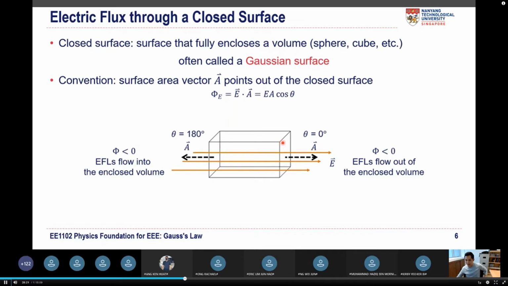Okay. How about this one? This one, now A and E are in the same direction, so that means we're going to get positive, and theta is 0. Cosine is 1. And we're going to get positive flux. So the flux through this surface is going to be positive flux. Okay. Is there any flux going through the top surface?